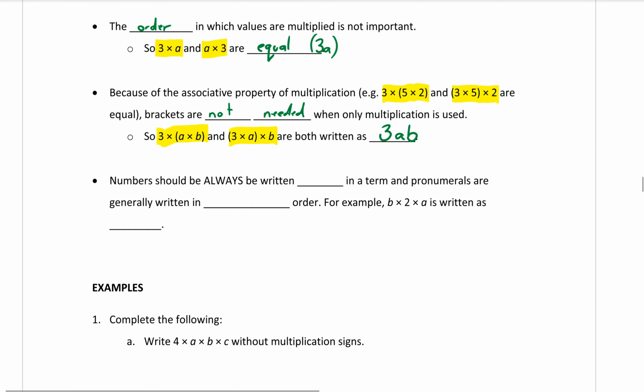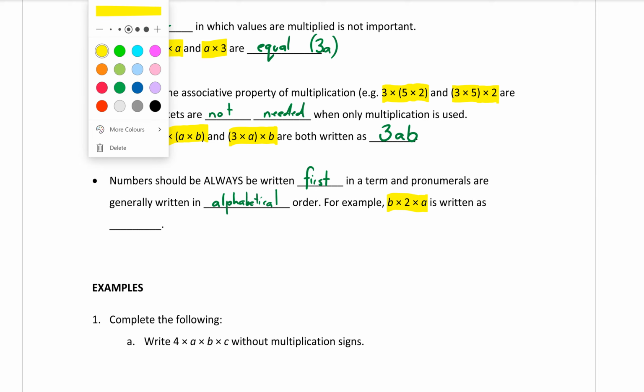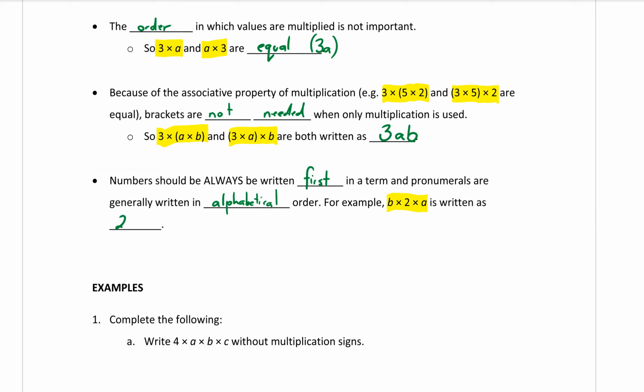Okay, so next dot point. Numbers should always be written first. So just like I had to put that 3 first in a term, and pronumerals are generally written in alphabetical order. I gave that away in the last dot point. So for example, B times 2 times A is written as, we put the number first, so the 2 is the number, and then the letters, the B and the A, go afterwards, but in alphabetical order we would go A and then B, so 2AB. All right, example time.